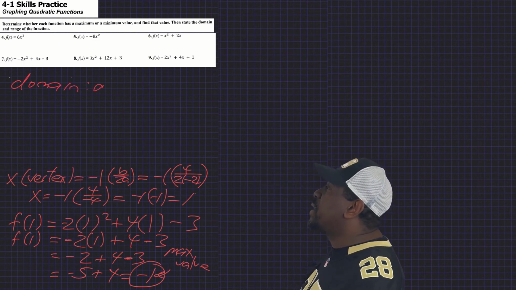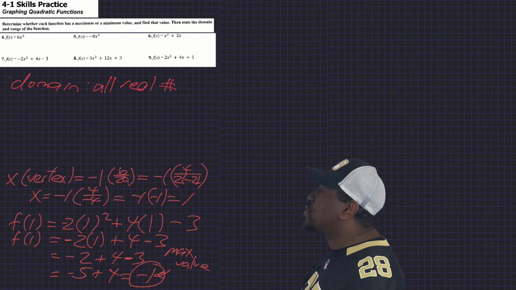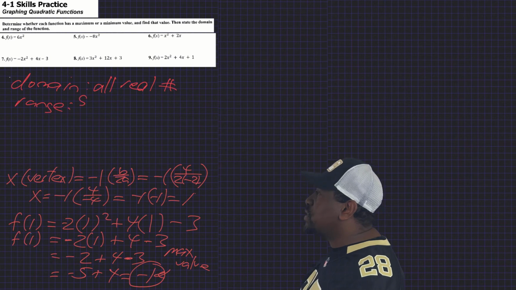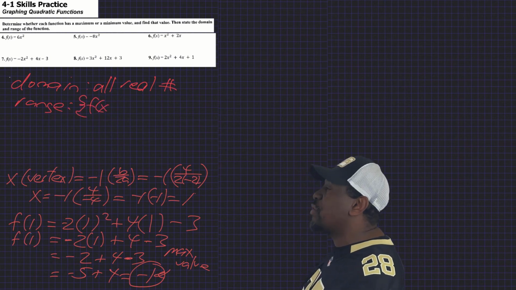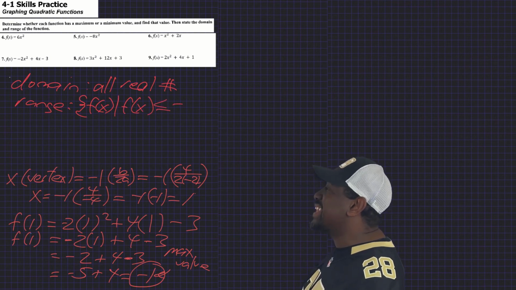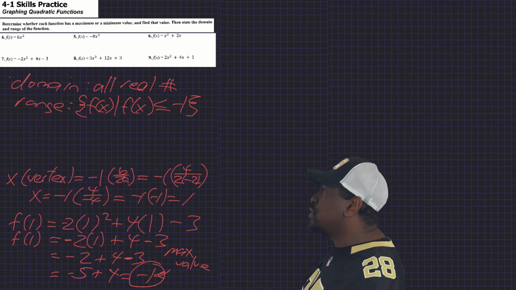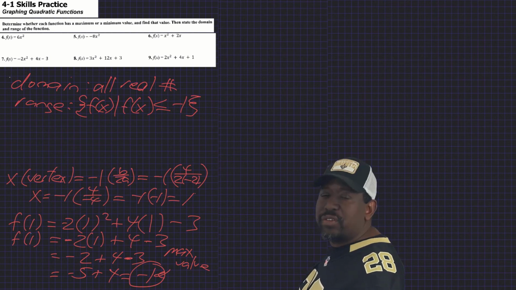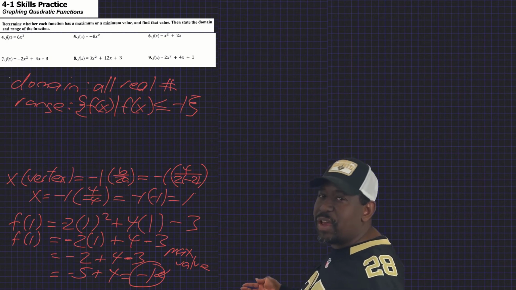So, domain, all real numbers, like it is normally in every problem. Now, our range is different than before because we have a maximum value. Instead of saying f of x is greater, we'll say f of x is less than or equal to -1, which was our maximum value. And so that completes our problem.